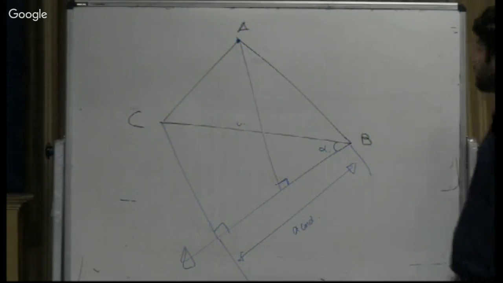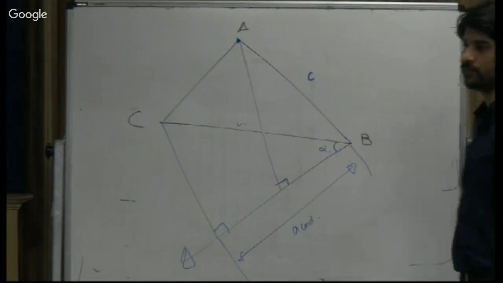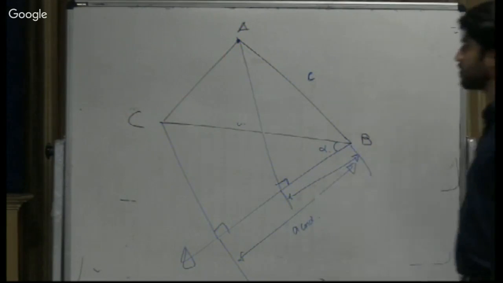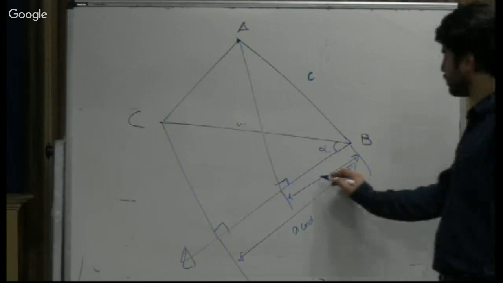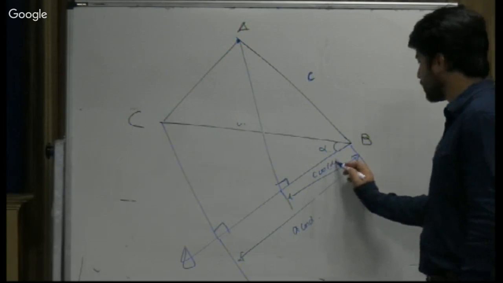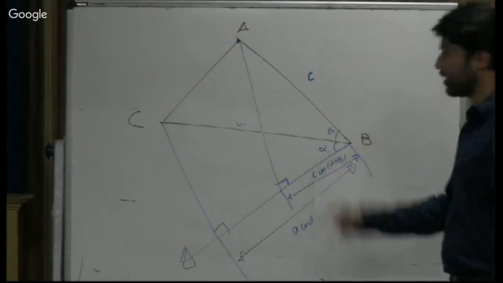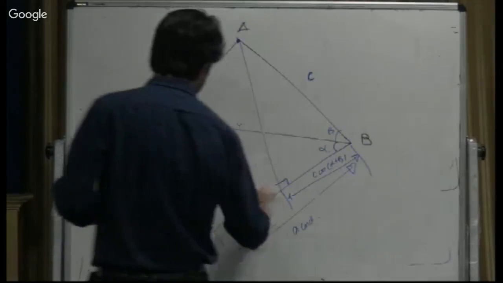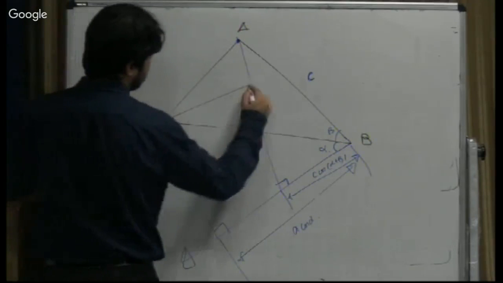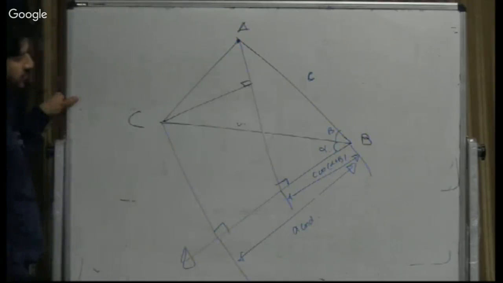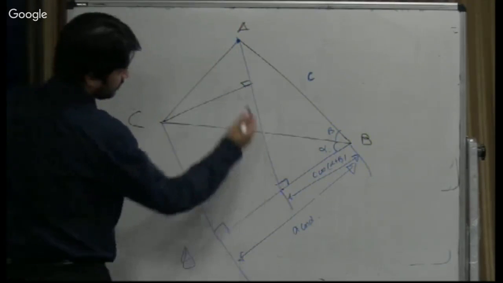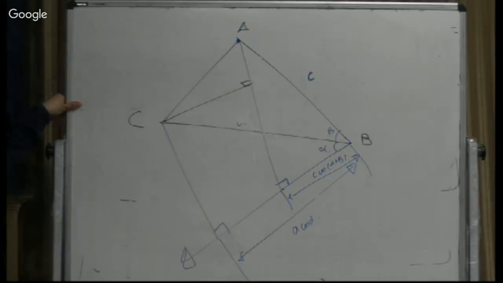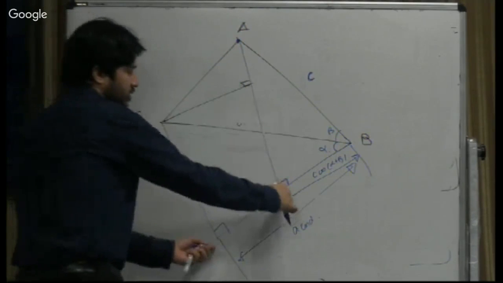ठीक है. This is C. What would be this length? C cos alpha. C cos alpha plus B. है ना? Clear? Now, this length is actually equal to this length. देखो 90, 90 and parallel. Clear? So I can say this length is equal to this length.